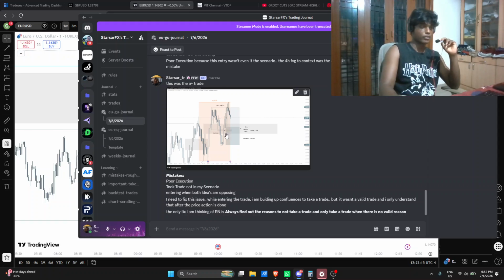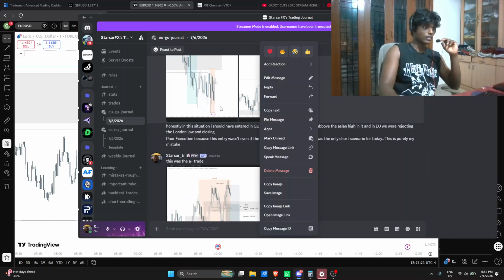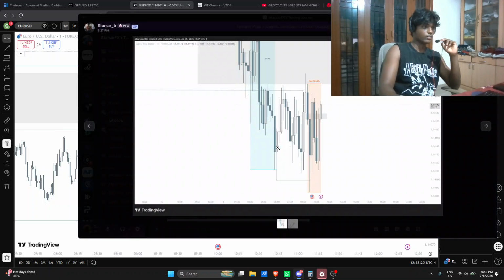The reason for this is we have this 15-minute being bullish on GU. This is not a high probability day to begin with. This is the first reason. The second reason is this 15-minute fair value gap was formed by sweeping the rejection lows.